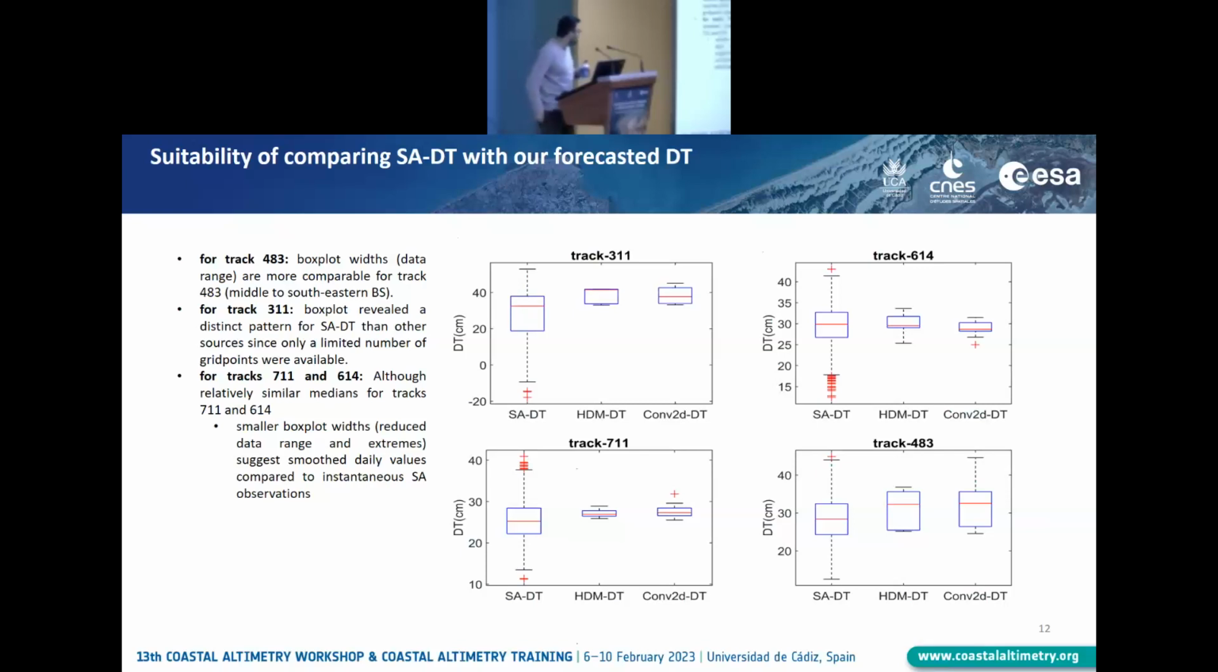We can see smaller box plots when comparing the model and the satellite measurements. So it suggests reduced data range and smoother daily values compared to the instantaneous satellite observations, which may hint at future studies applying higher spatial and temporal resolution.